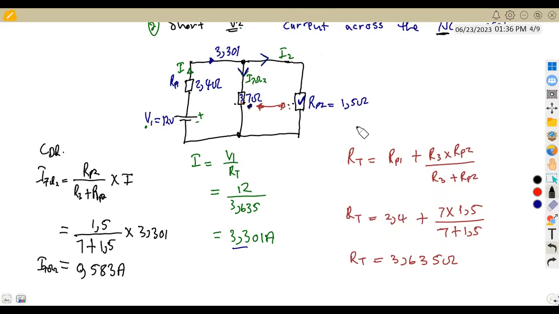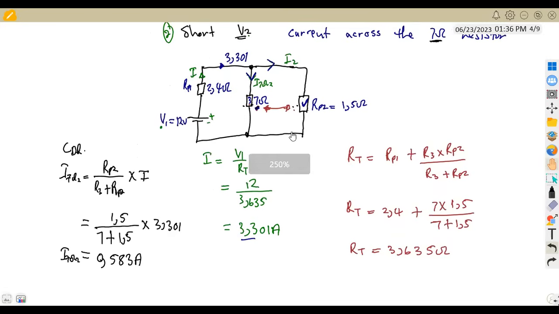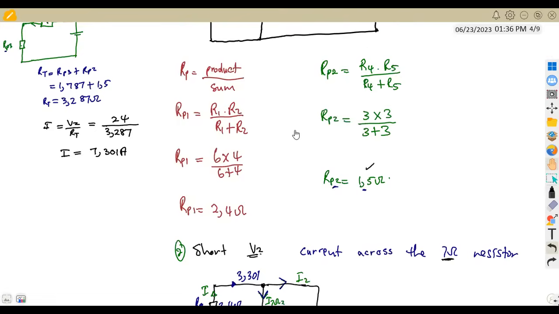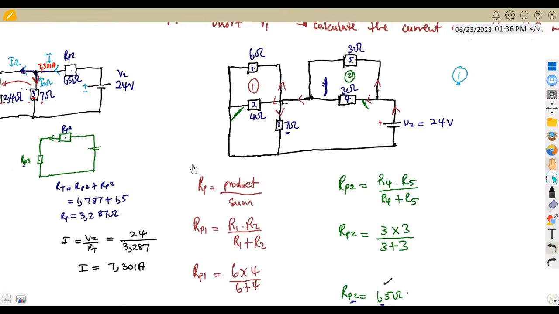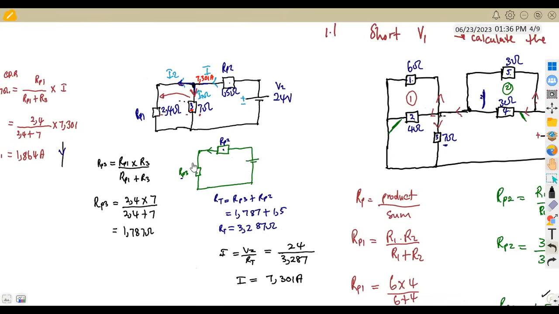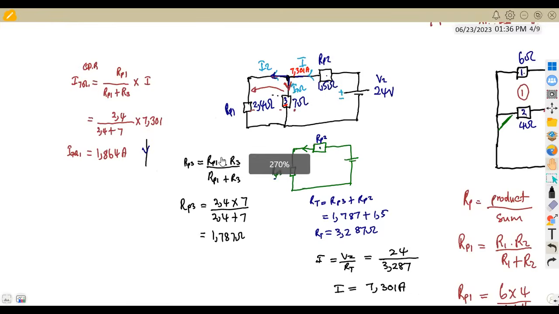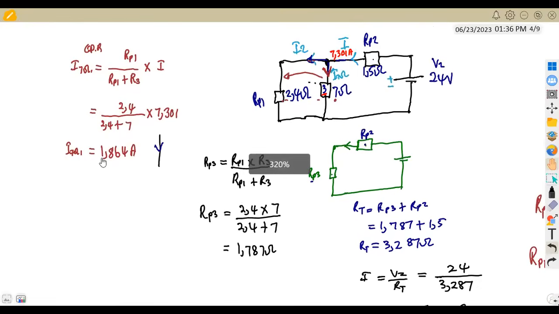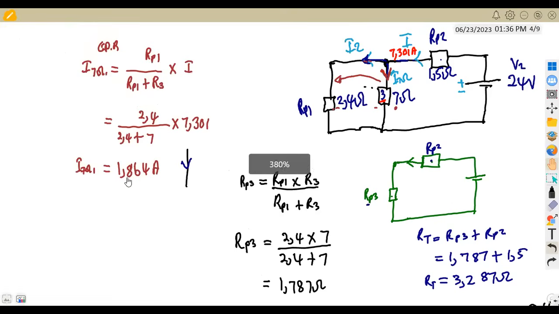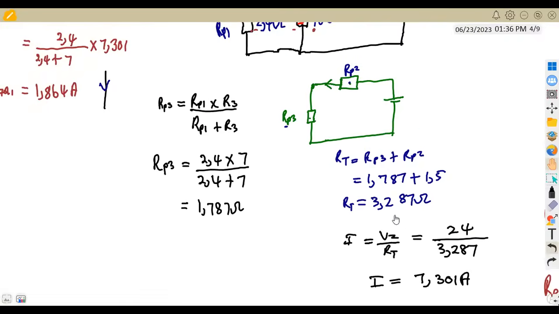But if now we are to relate, if you check properly, we had two combinations that we worked with. We worked with the first part where we had to short V1. If we check here, we had to short V1 and this combination on this part. When we short V1, we calculated the current across the 7 ohm resistor here, which we got as 1,864. And the direction of current is this part here. If we check, this current is flowing down. This is the direction.